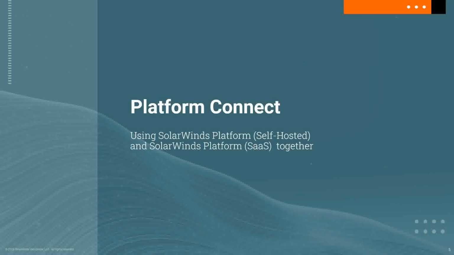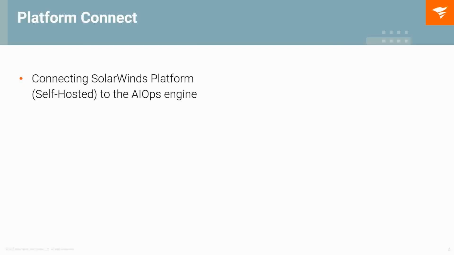Now that we have a good understanding of the SolarWinds platform and components, let's take a look at the Platform Connect feature and benefits. Platform Connect is a feature within the SolarWinds Observability Self-Hosted, designed to integrate your self-hosted installation with your SolarWinds Platform SaaS. By installing the SolarWinds Observability SaaS agent, Platform Connect establishes a link between the two SolarWinds platform environments.